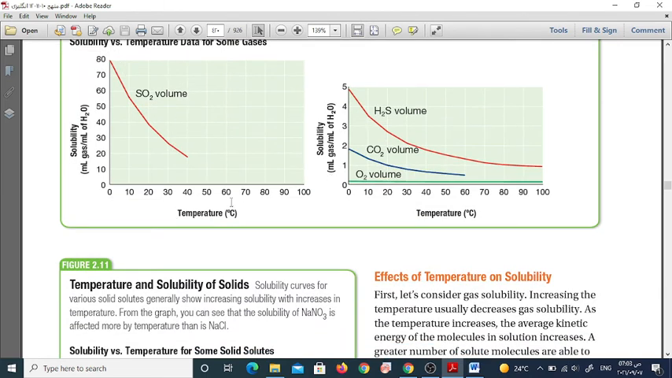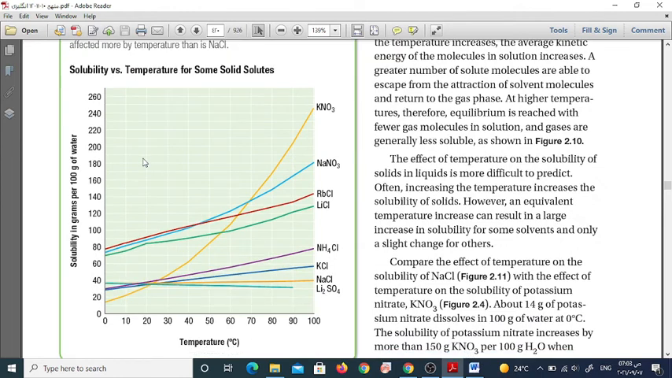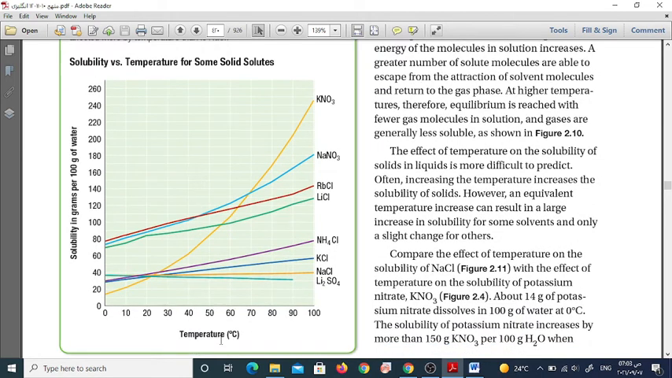Again, as the temperature is increased, the quantity of soluble gas decreases. And this chart explains the effect of temperature on the solubility. As you can see from here, for most of the solid solutes, their solubility is increased as the temperature is increased, except in the case of calcium hydroxide, cesium sulfide, as I have just mentioned, and lithium sulfate as well.